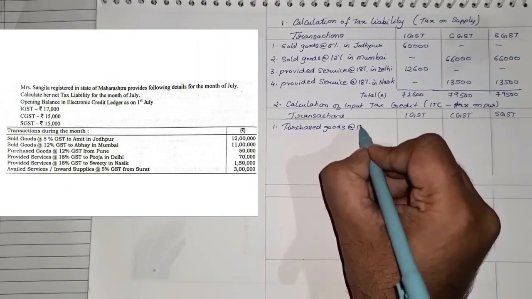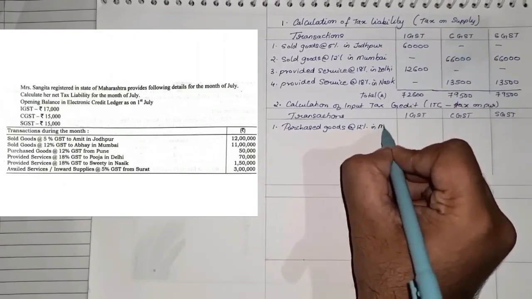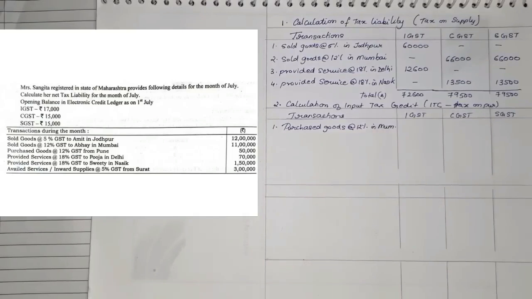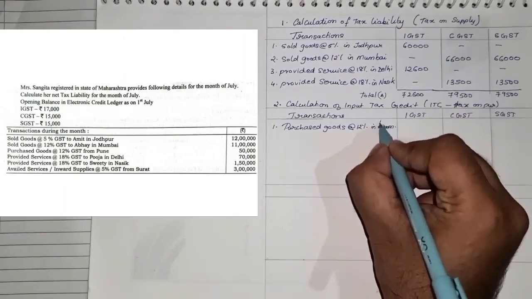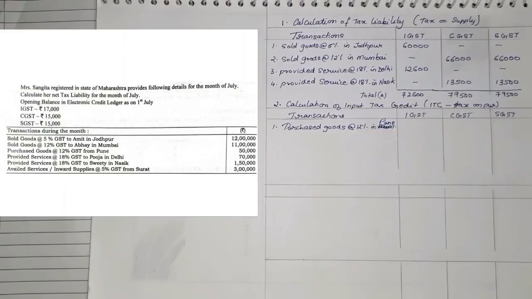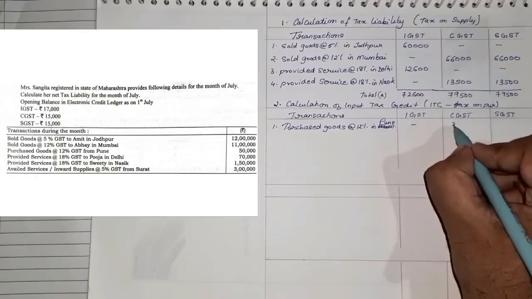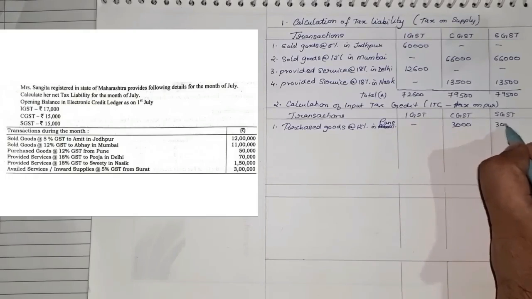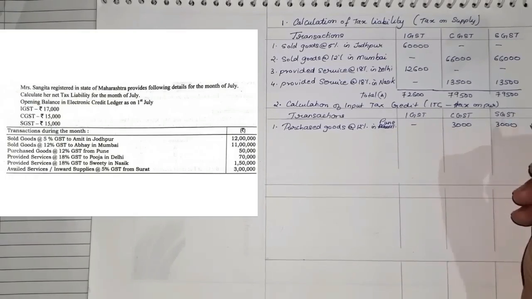Number 1, we have purchase goods at the rate of 12% in Mumbai. Mumbai, Maharashtra, same state, so whatever will be the tax, it will be split in two parts. Sorry, it is purchase goods of 12% from Pune. It's not Mumbai, it's Pune. So Pune ka value here was 50,000. So 50,000 into 12%, but we'll take 6% to split in two parts. So it will be 3,000 each. 3,000 will go in CGST and the remaining 3,000 will go in SGST.